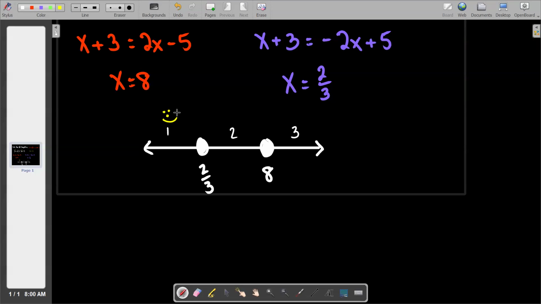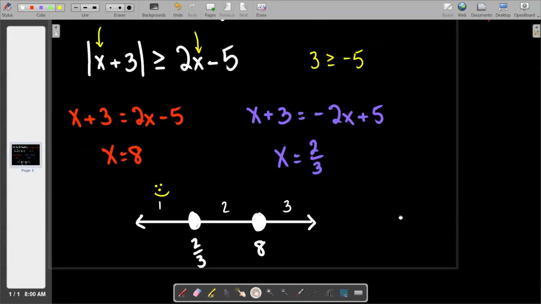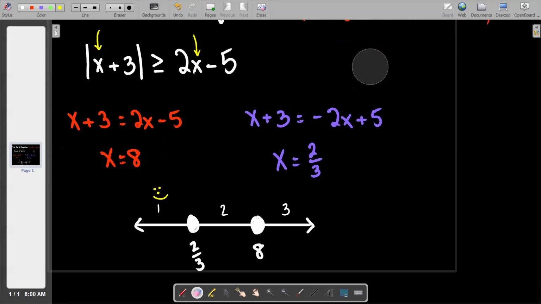So let's also test region 2. What's a good number for region 2? 3 works wonderful. So if we test 3, because that falls right smack in the middle of, it's nice and between 2/3 and 8, we're going to go back up to the beginning. And again, we're going to put where the little yellow arrows are, we're going to put the number 3. What's 3 plus 3? 6. And the absolute value of 6 is 6. So we're just kind of sitting here waiting. 6 is greater than or equal to, well, what? And so if you put 3 in place of the yellow arrow, 2 times 3 is 6, and 6 minus 5 is 1. And 6 is in fact greater than or equal to 1.